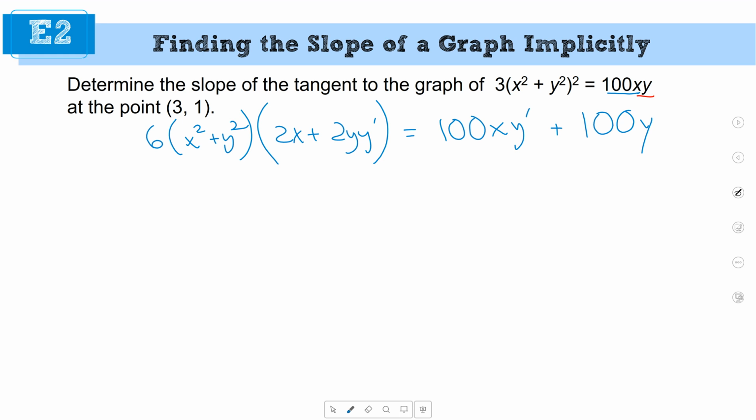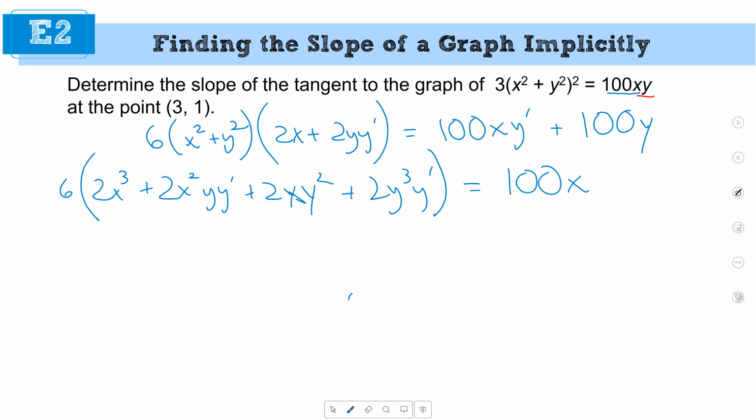Now, the games begin. So we have to get those y primes out of there and over by themselves, which means whether I want to avoid it or not, I can't avoid multiplying this puppy out. So that would give me 6 times 2x cubed. That's the first. The outer would be 2x squared y prime. The inner would be 2x y squared. And the last would be 2y cubed y prime.